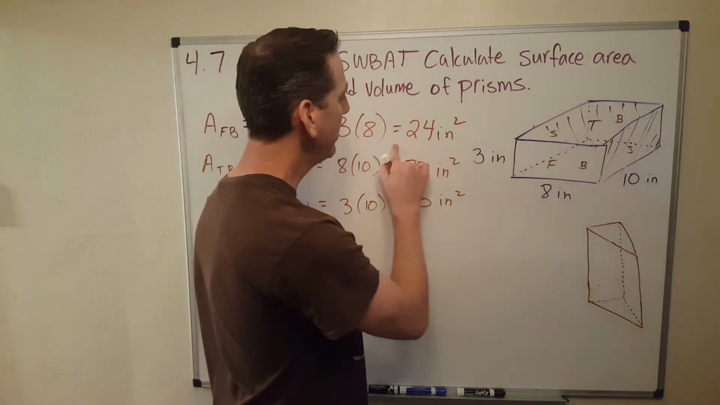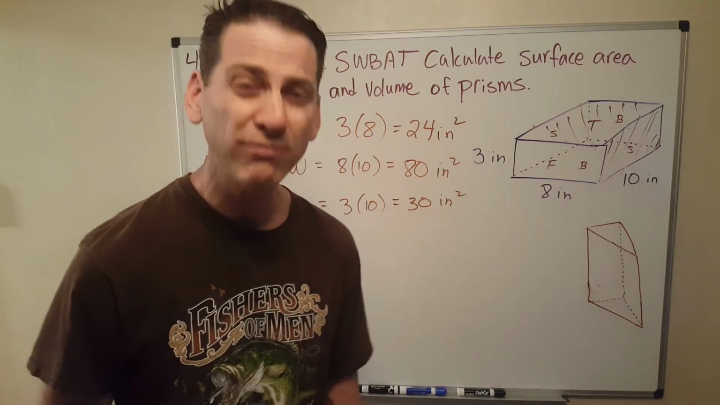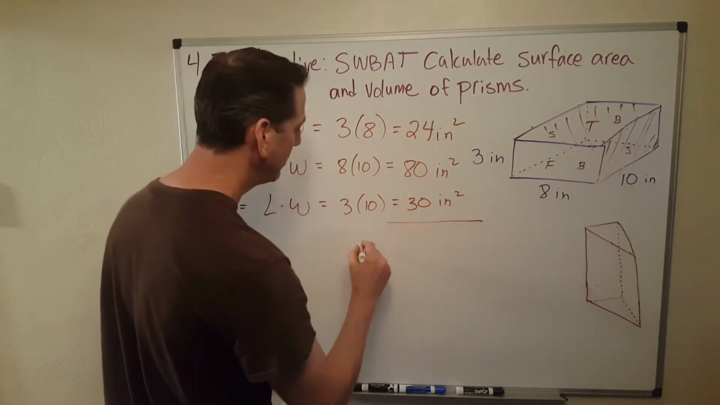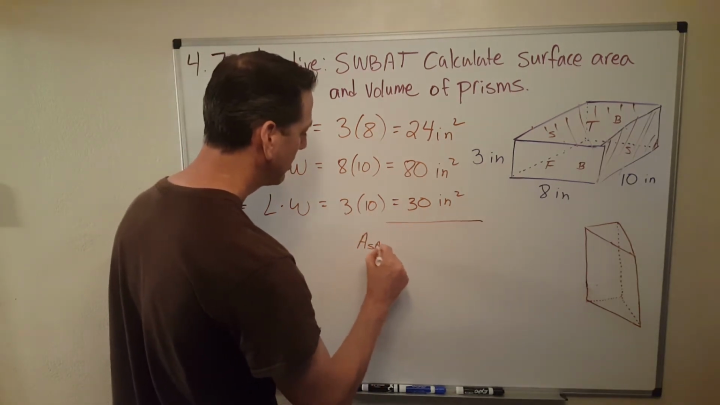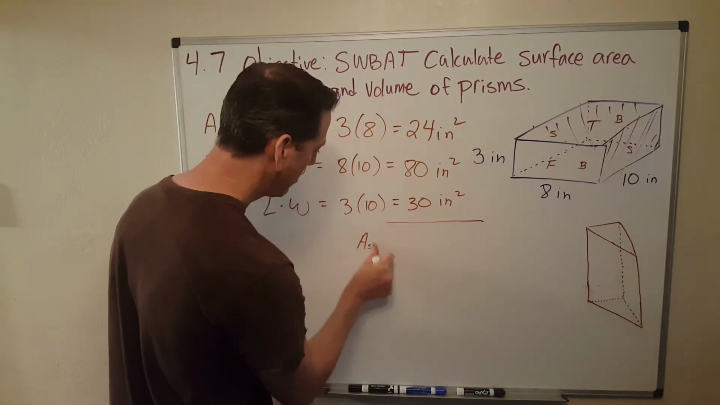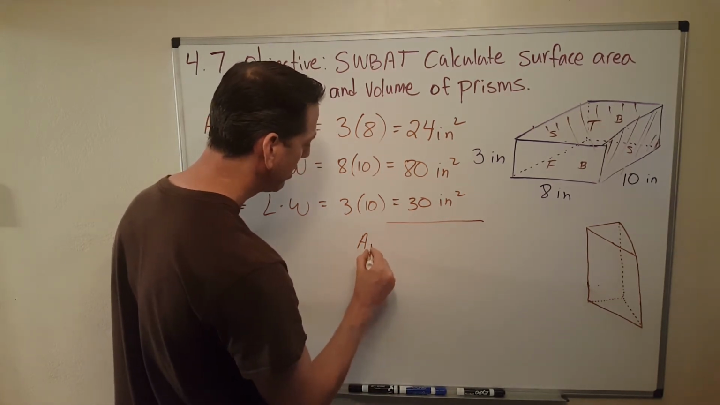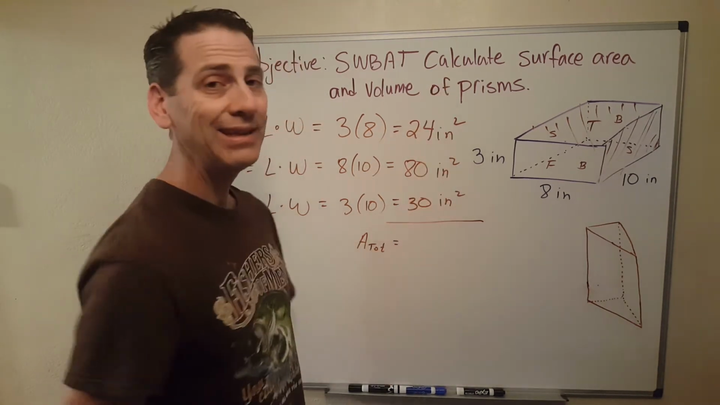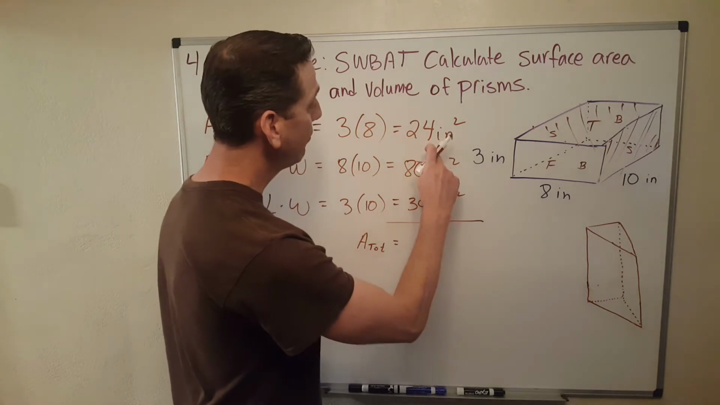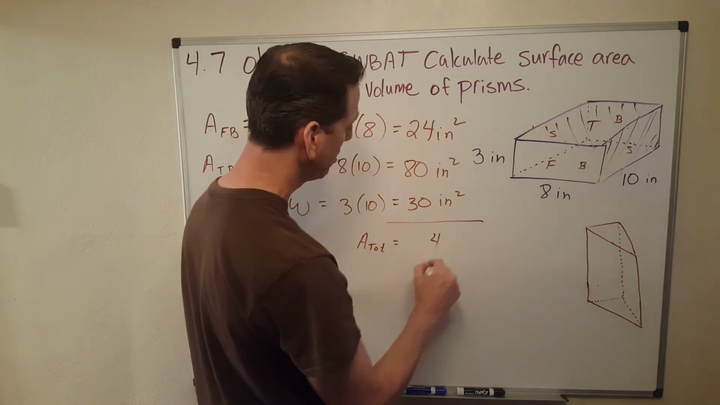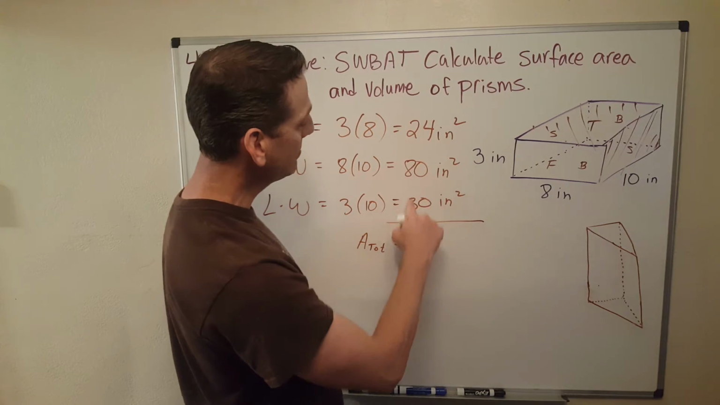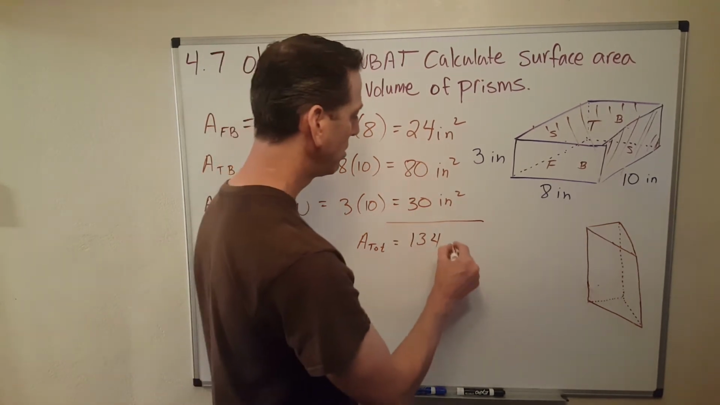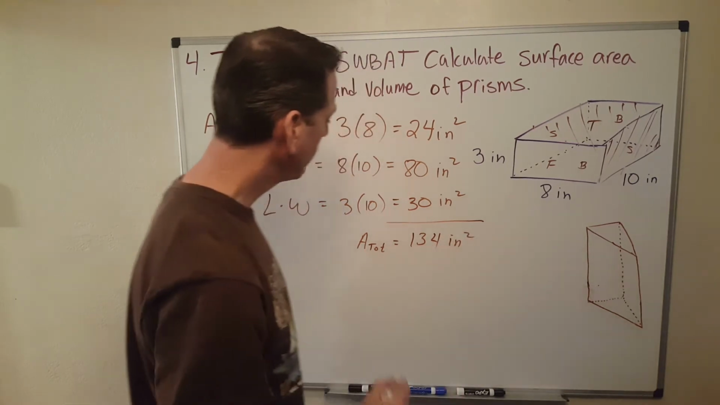Okay, now what I need to do is, well, how do I find my total surface area? Well, how about we do this? Area total. Total surface area. I just add these up. All right, so 4 plus 0 is 4. 2 plus 8 is 10, plus 3 is 13. So that's 134 square inches.